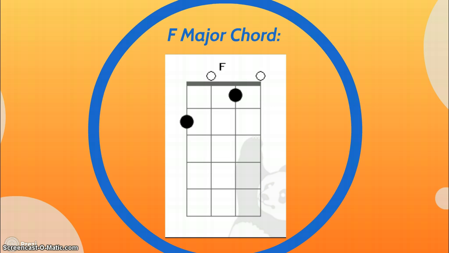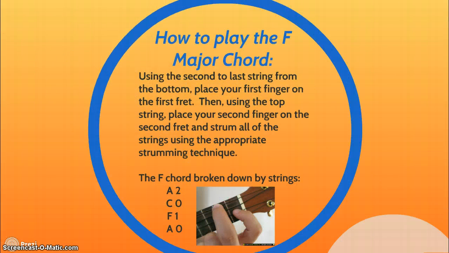The next chord that we learned is our F major chord. It looks like this. How to play the F major chord: using the 2nd to last string from the bottom, place your 1st finger on the 1st fret, then using the top string, place your 2nd finger on the 2nd fret, and strum all of the strings using the appropriate strumming technique. So this one is more complicated than the first 2 that we've learned.